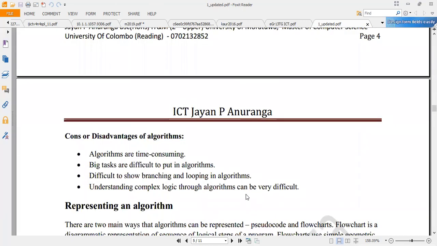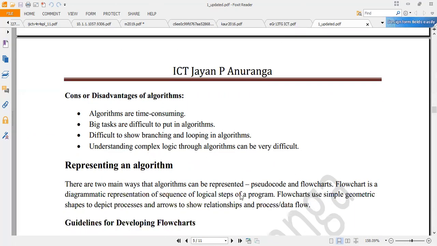There are a few disadvantages when we consider algorithms. They can be seen as limitations also. Algorithms are time consuming. Big tasks are difficult to put in algorithms. Another one is that it is difficult to show branching and looping in algorithms. Understanding complex logic through algorithms can be very difficult.